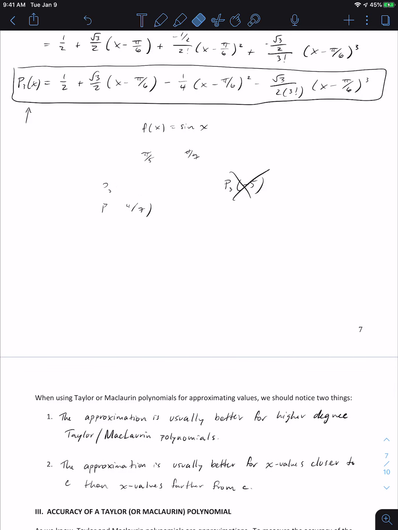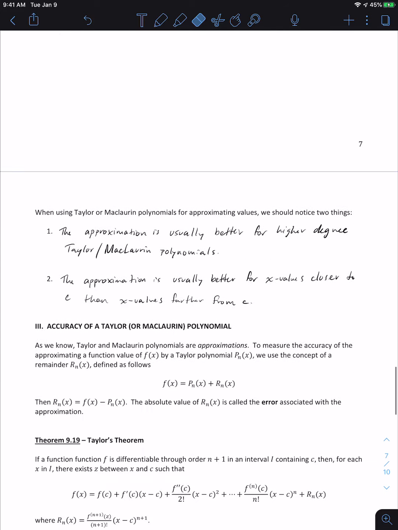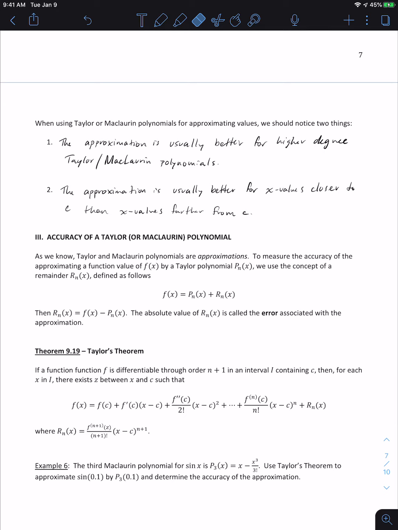So Taylor polynomials and Maclaurin polynomials work really well. They're good approximations. The higher the degree of the polynomial, and the closer the value it is centered at is to the x value you're trying to make an estimate for, the better. Okay, we'll go ahead and end this video here, and we'll pick up with subsection 3 in the next video.